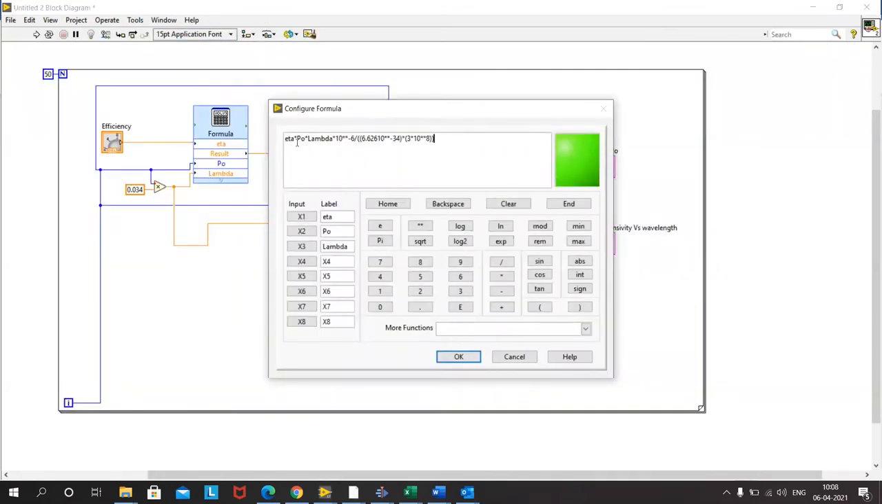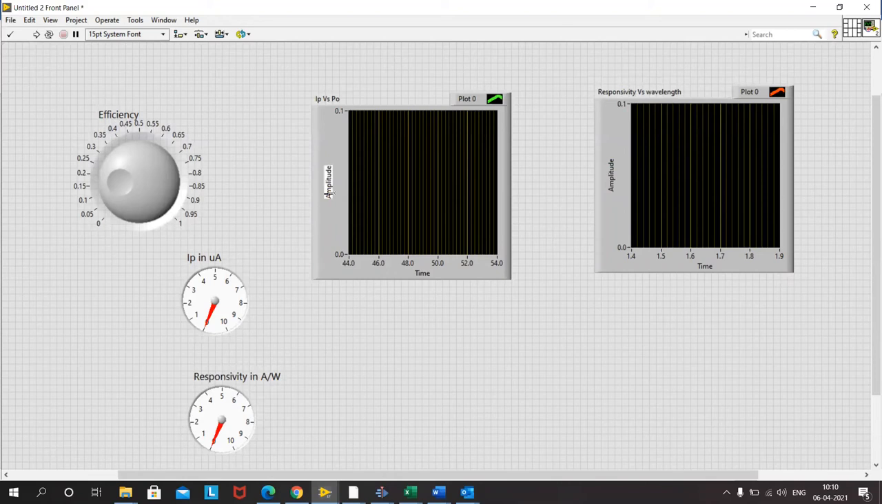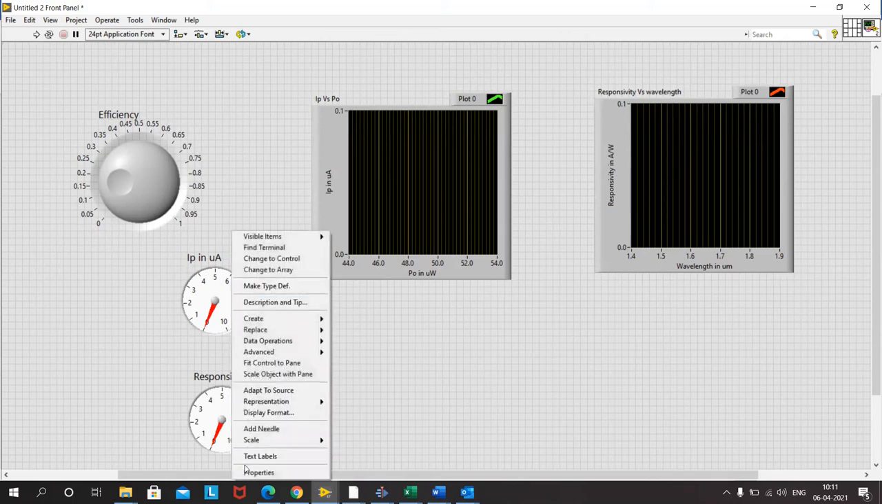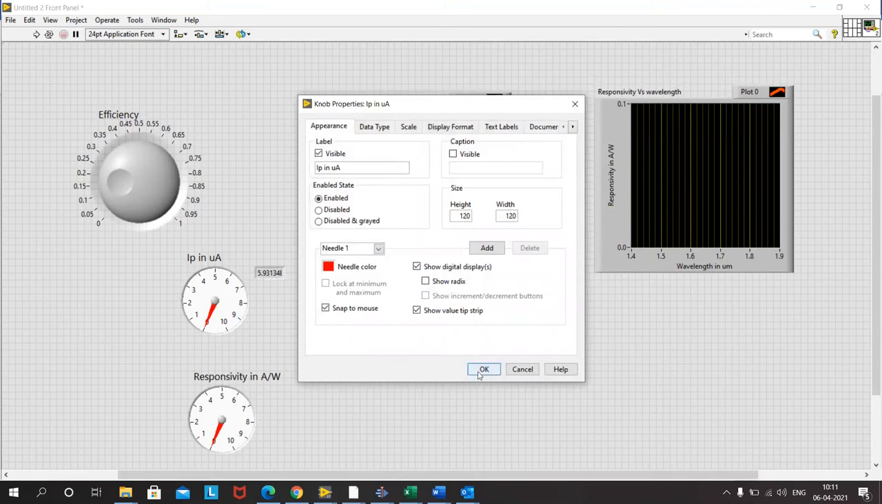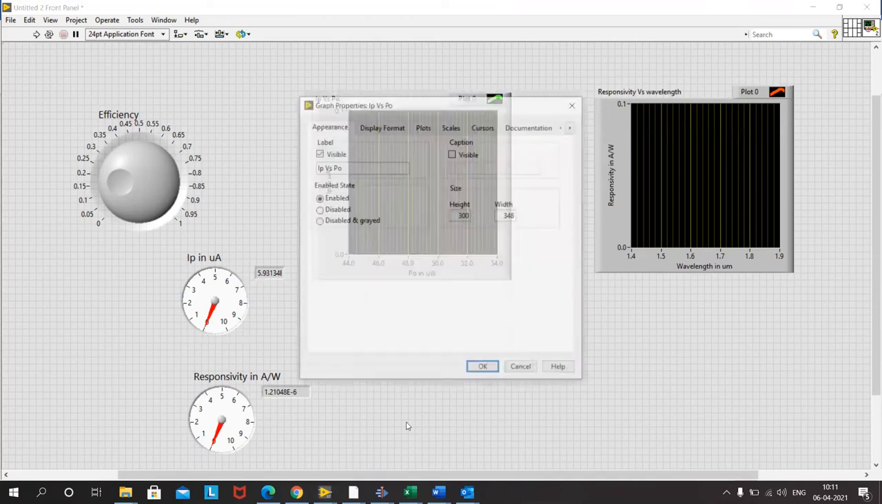There is a mistake in the formula. It is eta E; we have missed the value of E, which is 1.6 into 10 to the power of minus 19. Now we can change the axis labels to responsivity and micrometers. Now we have all the values. We just need to first check our units and the formula node to see whether the values that we are getting are correct or not. We'll add the digital displays and change the scale also.